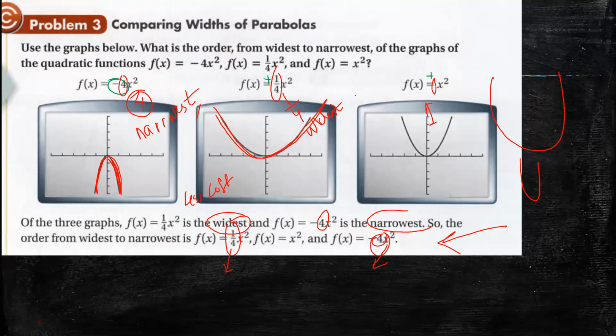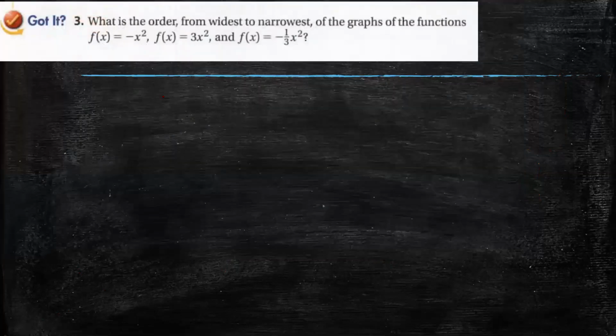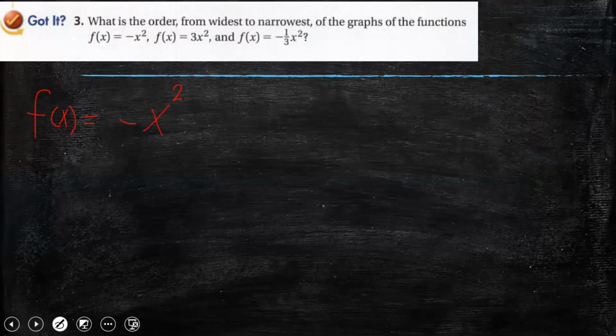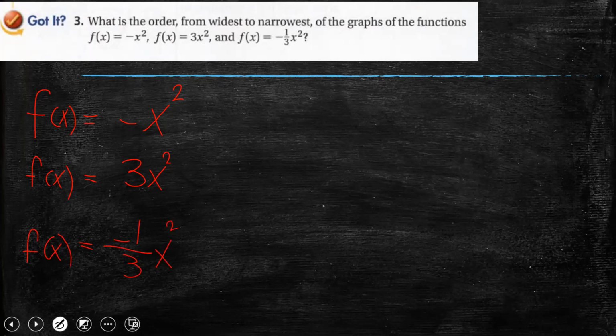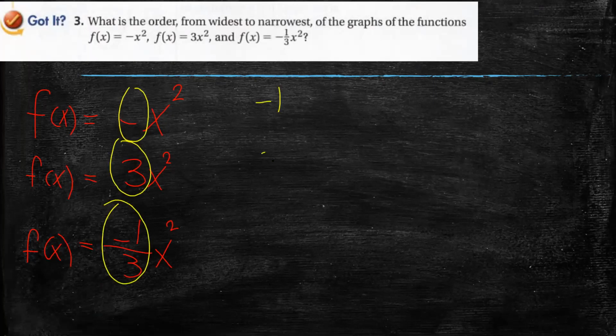Now let's have another example here. What is the order from the widest to the narrowest of the graphs of the functions? The first function, f of x is negative x squared. The second function, f of x, is 3x squared. And the third function, f of x, is negative 1/3 x squared. This is the first step. I wrote the functions. The second step, take the coefficients now. Negative 1, 3, and negative 1 over 3.